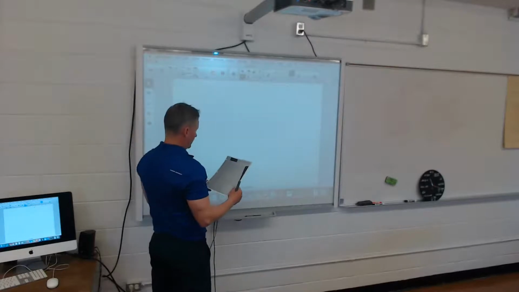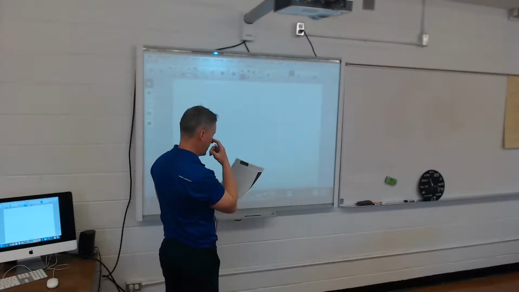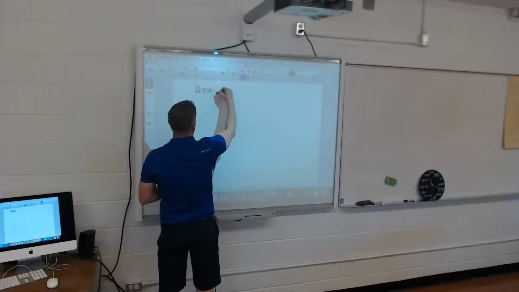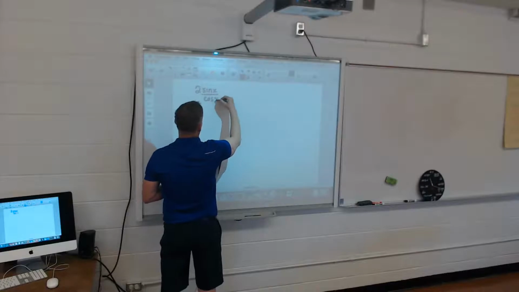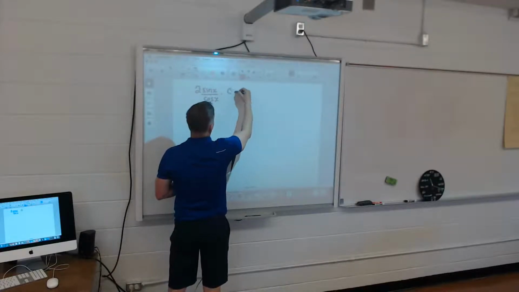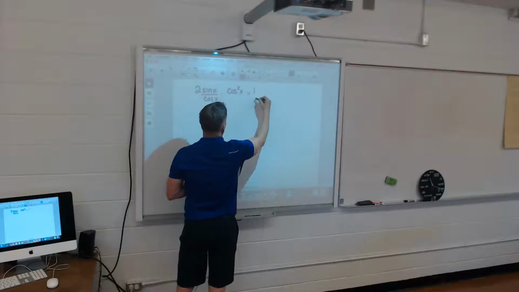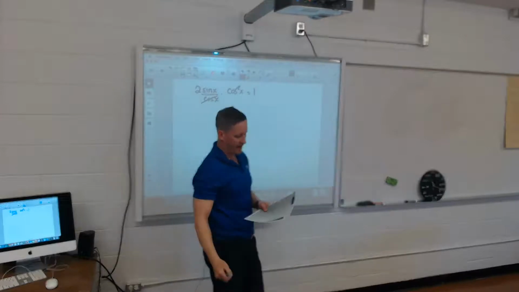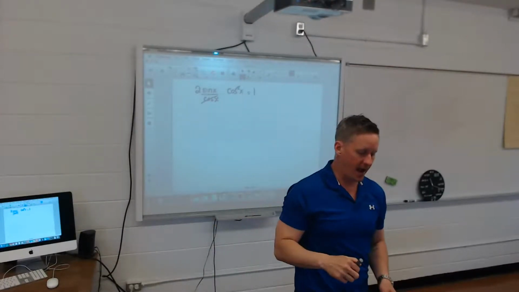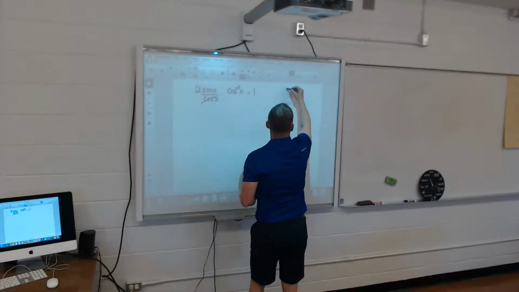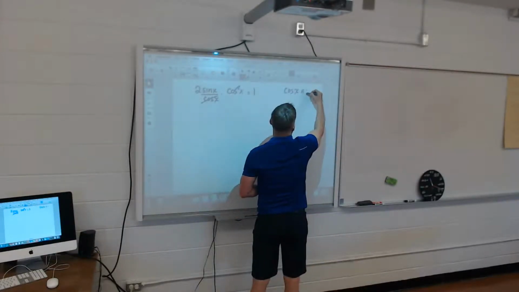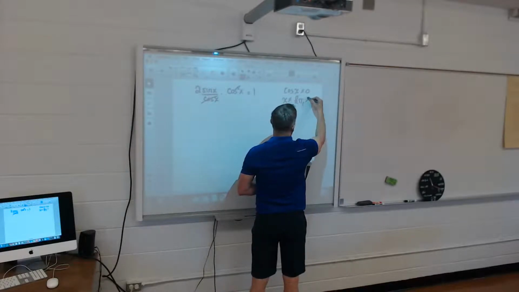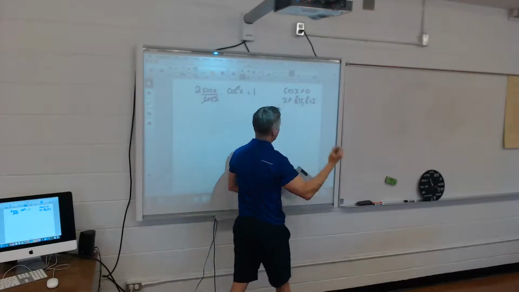All right, 2 tan x times cos squared x equals 1. So 2 sine x over cos x times cos squared x equals 1. So that cos x cancels. Now, the one thing that we have to remember for this is that we have non-permissible values. So cos x can't equal 0. Therefore, x cannot equal k pi, where k is an integer.